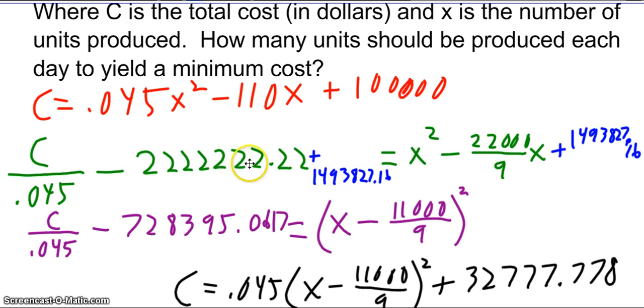When I combine this number here with the value that I got from completing the square, that's how I ended up with this 728,395.0617. It's a negative because this was a larger number than that. Now to actually complete the square, I know that it's going to always factor into this variable, this sign, so minus, and then half of this number. So half of 22,000 over 9 is 11,000 over 9. So that was not bad.